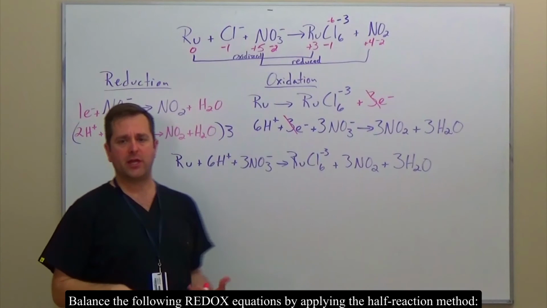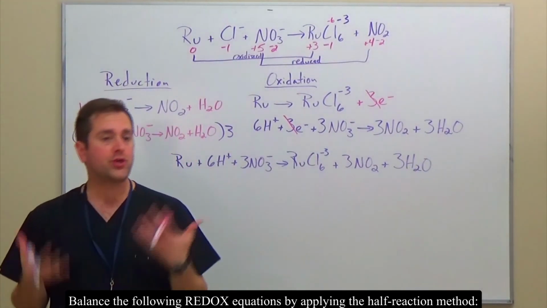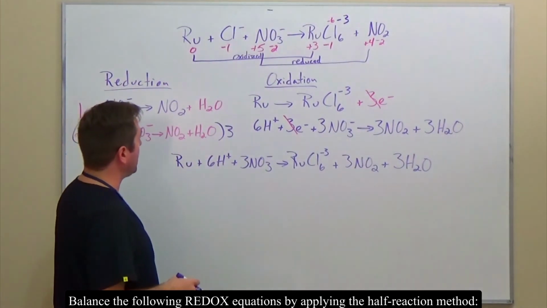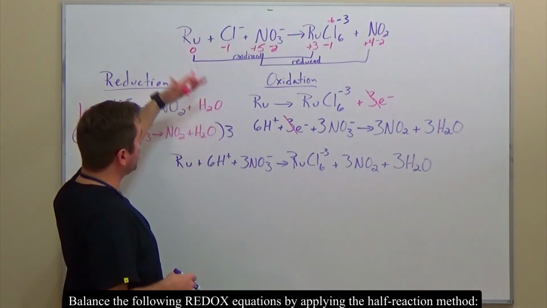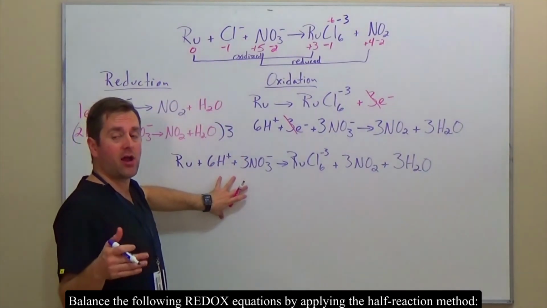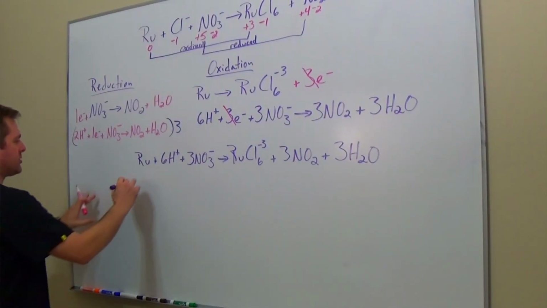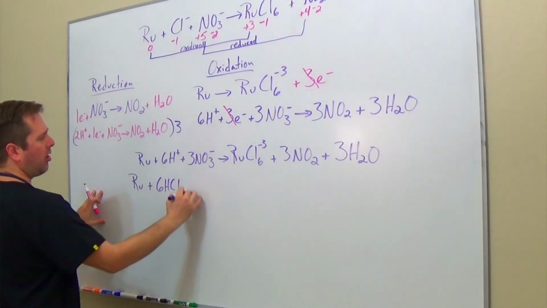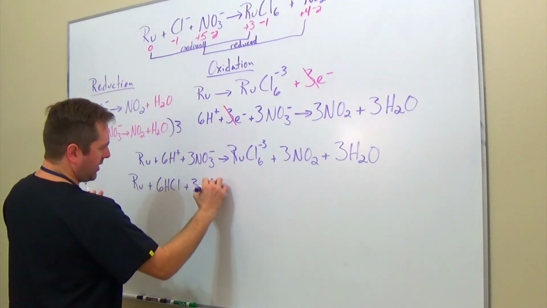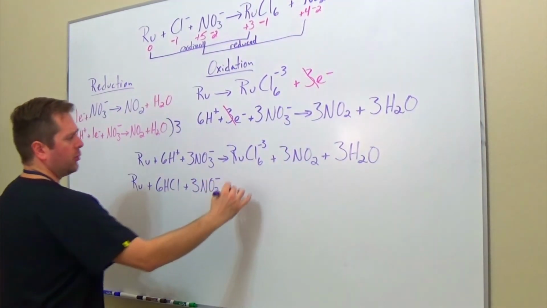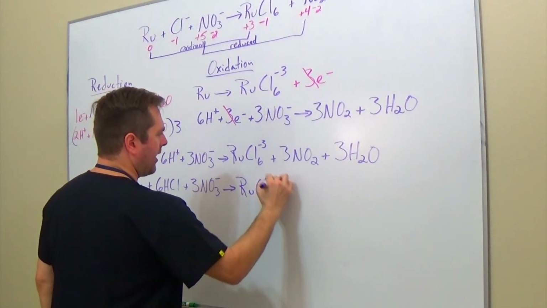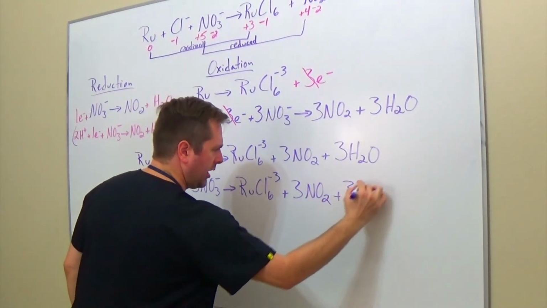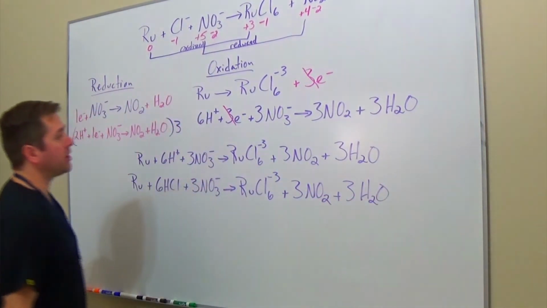The next step would be to go back to our original reaction and bring down any spectators. And we definitely have spectators. Notice chloride. So what's going to happen? Those chlorides are going to actually bond with the hydrogen ions to form hydrochloric acid. So let's do it. Ruthenium plus 6 HCl plus the 3 nitrates yields ruthenium 3 chloride ion plus 3 nitrogen dioxide plus 3 water. Okay, it's looking pretty good.